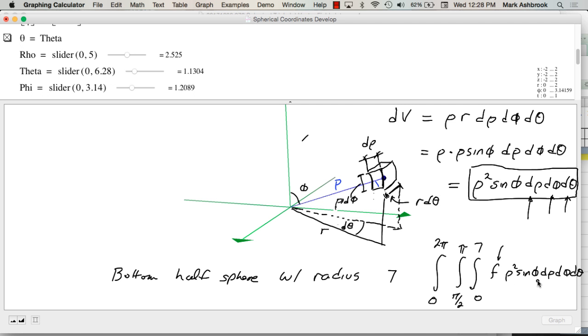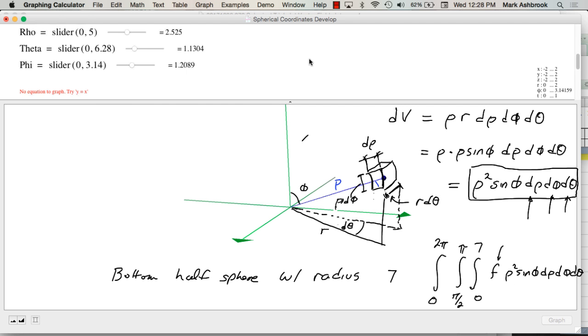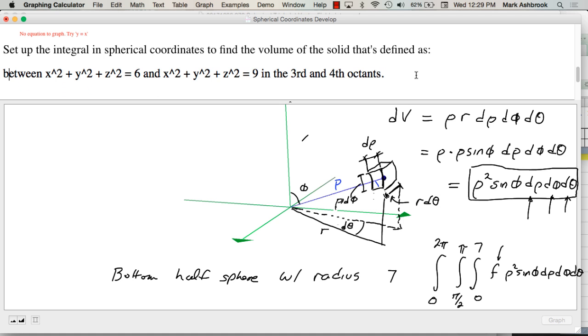Questions on that one? All right, now a slightly harder example. Set up the integral in spherical coordinates to find the volume of the solid that's defined as between these two surfaces in the third and fourth octants. Do you remember what the third and fourth octants are? It's just like the third and fourth quadrants above the xy plane, right? So the first four octants are just like the four quadrants for positive z. So see if you can do that. You're doing the same as what we just did here, but now for this.